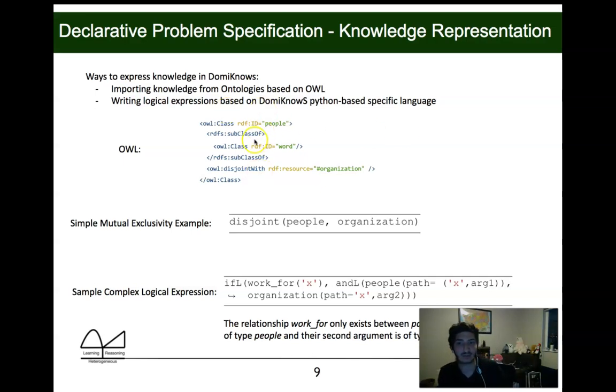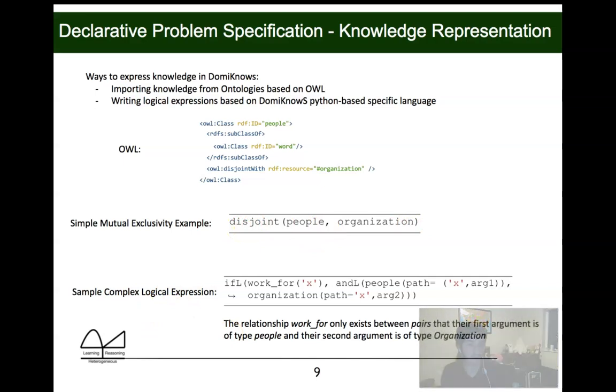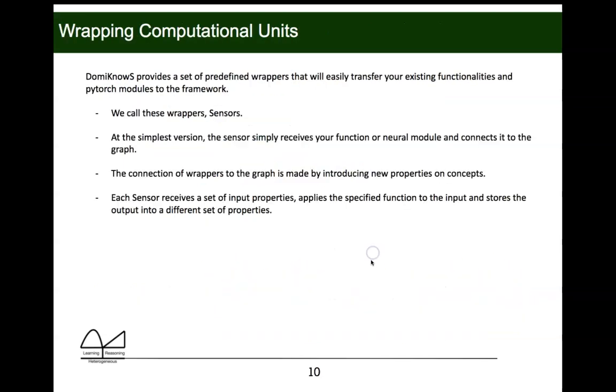So this is the equivalent of saying people is a concept of type word, and then it's disjoint with organization. Or you can use this line, the function that says disjoint people and organization. And for this rule here, there's a more complicated rule that says if the type of pair is works_for, then its first argument should be of type people. Its second argument should be of type organization. You see that we have logical operations, the graph paths, and the variable definitions.